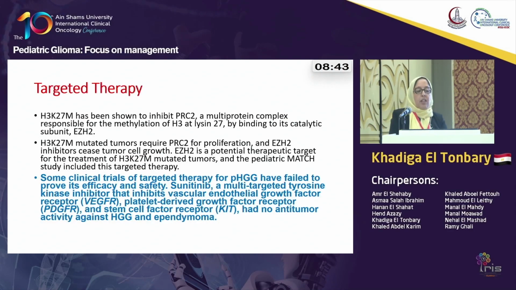Unlike the low-grade gliomas, there is not much improvement or progression in the management of high-grade gliomas, and H3K27 inhibitors or inhibition of BRCA2 has not been successful in multiple trials. And some clinical trials of pediatric high-grade glioma have proved no efficacy or safety after phase 1 trial.